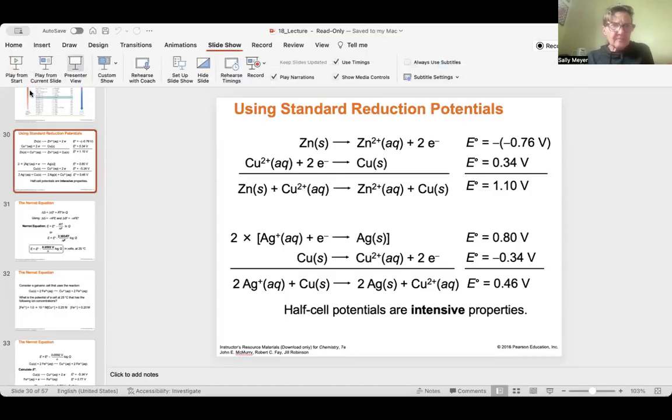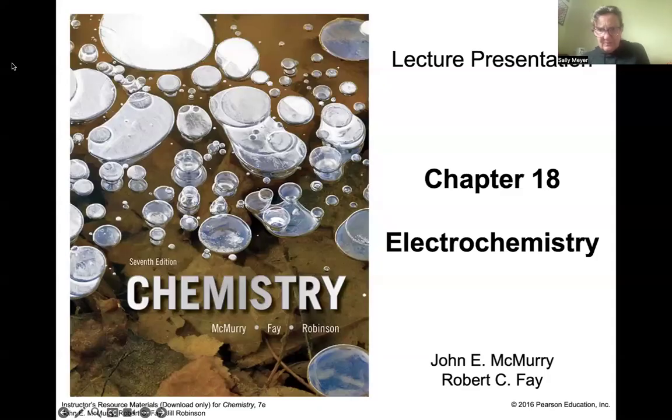Hi, we're going to start our last chapter on electrochem. Electrochem is just another application of equilibrium. We remember from thermodynamics that you can get work out of a system if it's a spontaneous process. And so any reaction that's not at equilibrium can be used to get work out of a reaction.